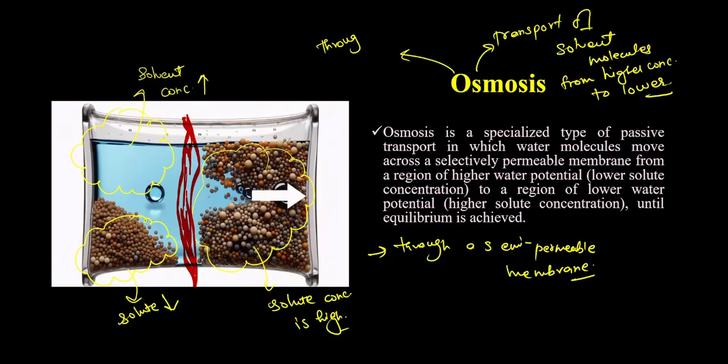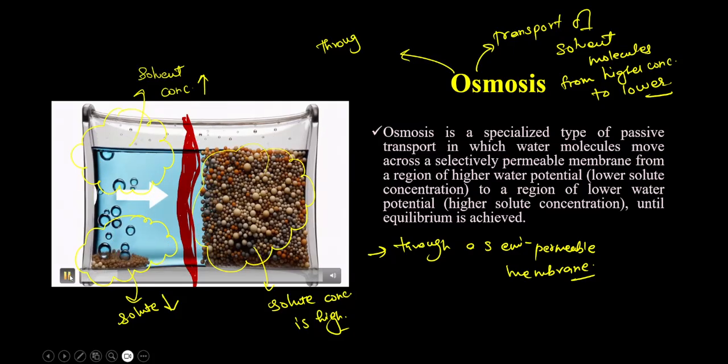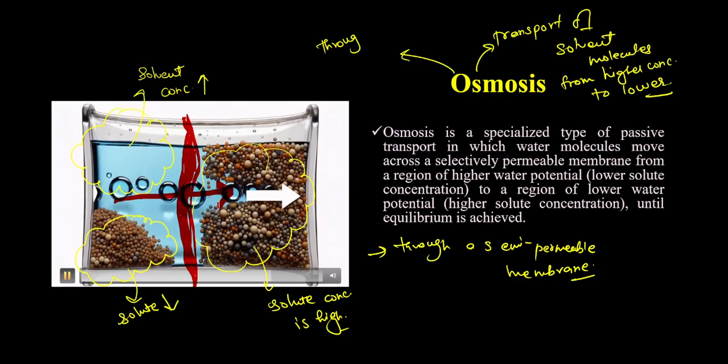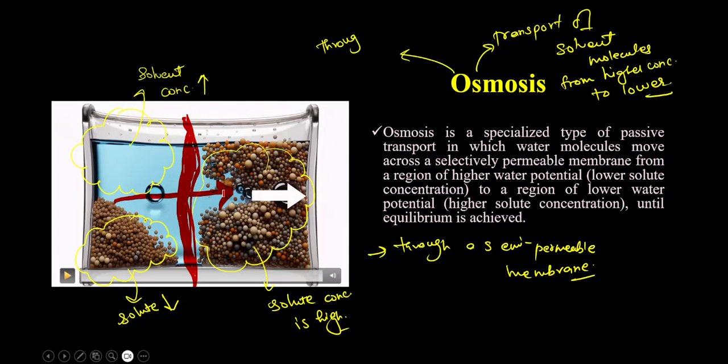Suppose it is a semi-permeable membrane, and the molecules of solute will pass through this semi-permeable membrane toward the region where the solute concentration is high but the water concentration or the solvent concentration is low. Okay, so like this, the water molecules are going through the semi-permeable membrane toward the side where the solute concentration is high but the solvent concentration is very low.